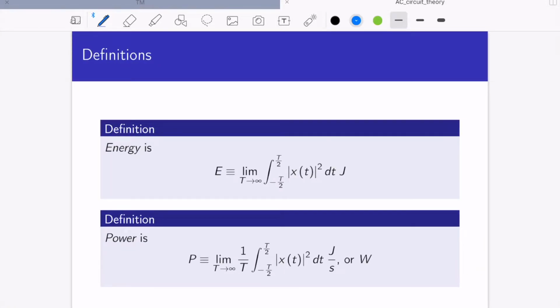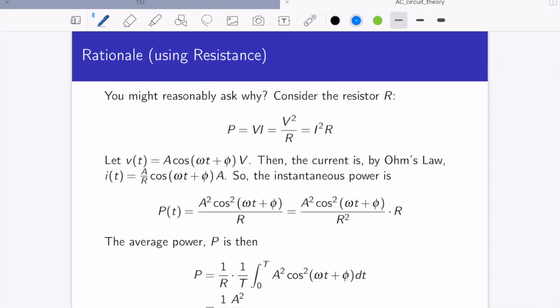Power can similarly be defined as the limit as T approaches infinity of 1 over T times the integral from minus T over 2 to T over 2 of the magnitude of x of t squared dt, and the units will be joules per second, which is watts. So those were some values that will be useful to us in the future.